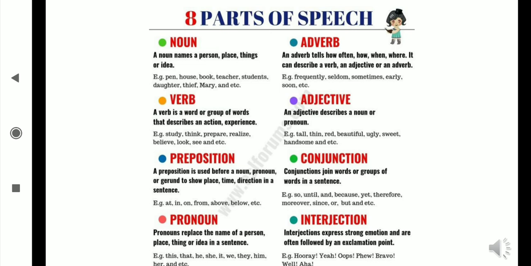Now it's time to discuss the last part of speech. It's an interjection. What's an interjection? Interjections express strong emotion and are often followed by an exclamation point. Examples: hooray, oops, phew, bravo, well, aha. All these parts of speech we are going to discuss in detail.